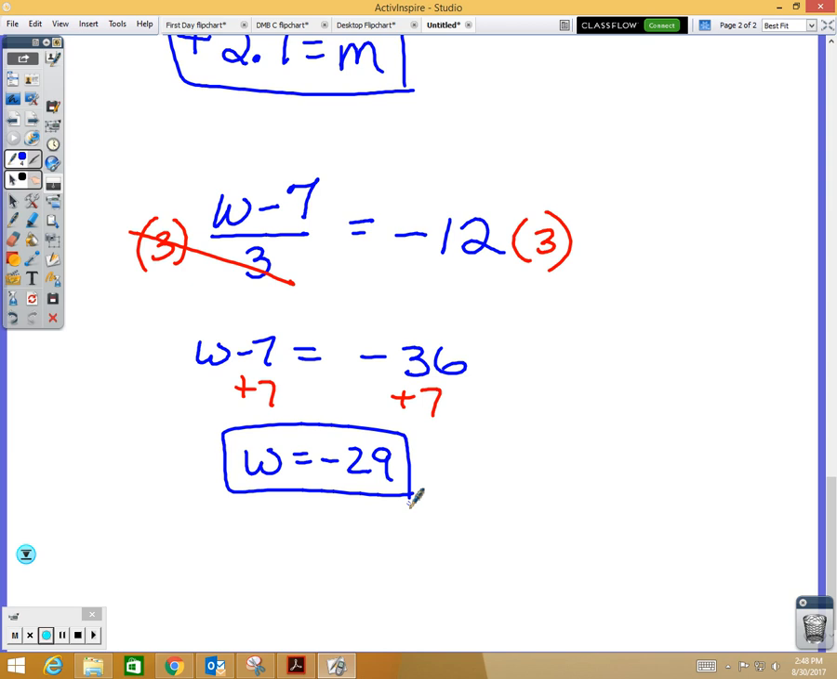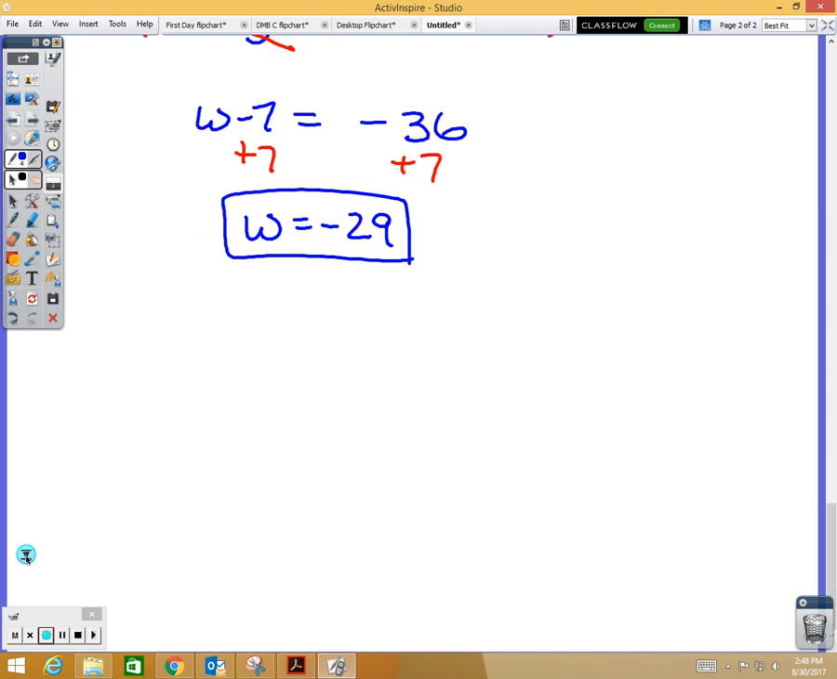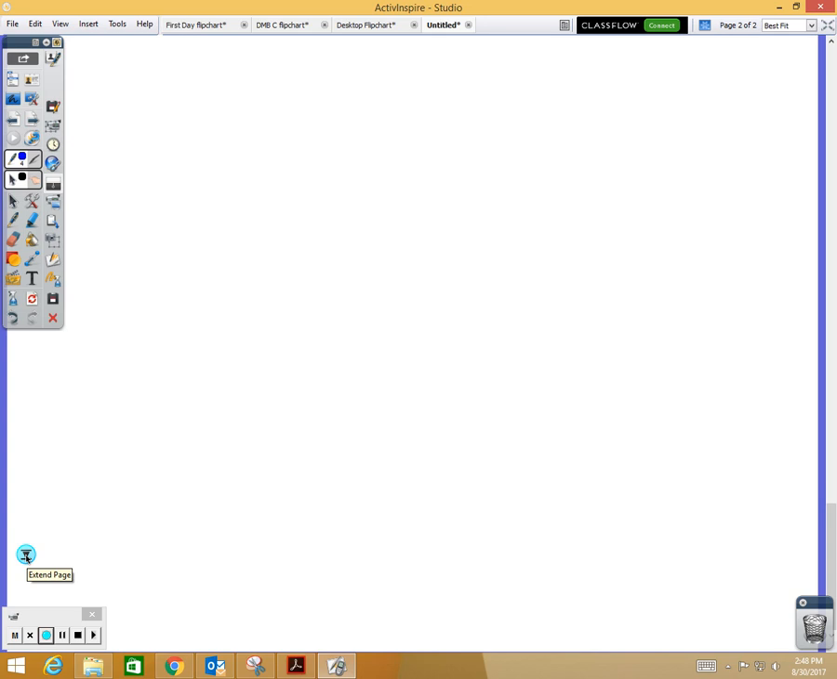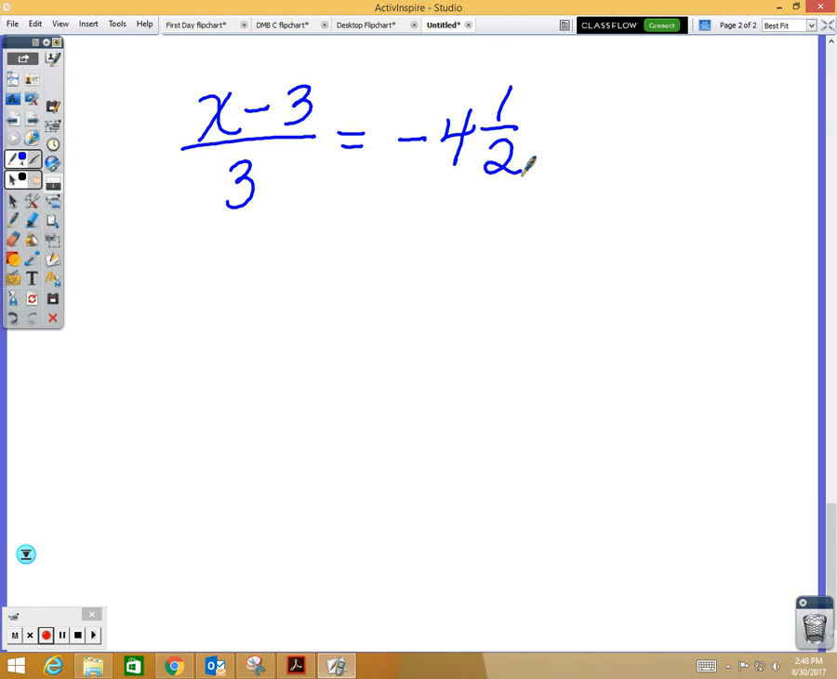Let's do one more. I'm going to give you forewarning about tomorrow's notes. They have a lot more examples, okay? This is my last example today. Now, my advice would be, if you have this mixed number and we know that we're going to need to multiply a number times the mixed number, I'd go ahead and change the mixed number to an improper fraction. What would negative 4.5 be as?